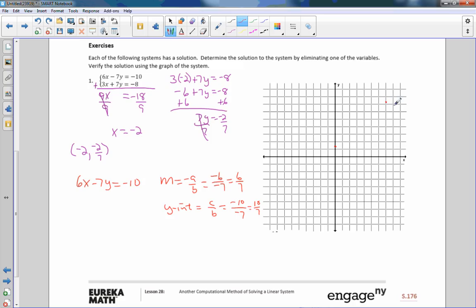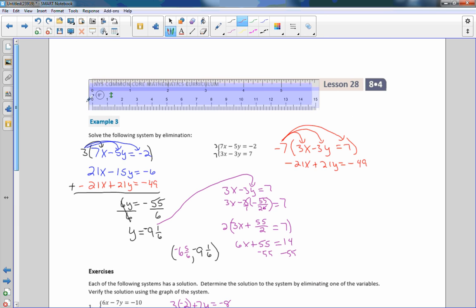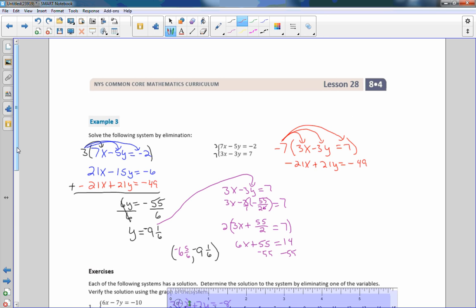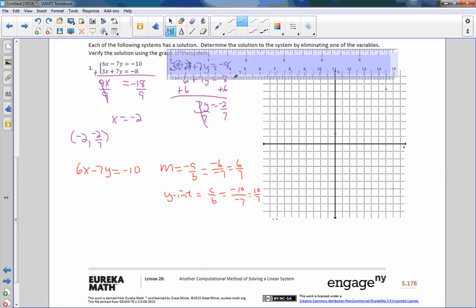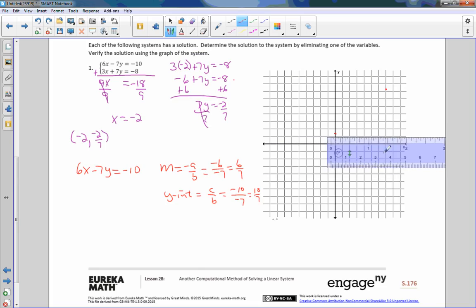Okay, I'll do the other one, this one in green. So I did this one in red. I'll do this one in green. So it's 3x plus 7y equals negative 8. M equals negative a over b, which equals negative 3 over 7. So there's my slope. My y-intercept equals c over b, which is c is negative 8 and b is 7.